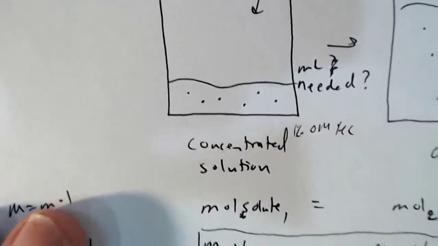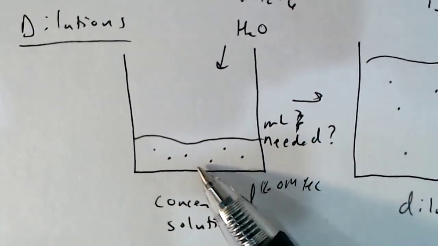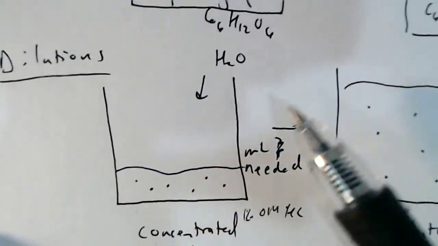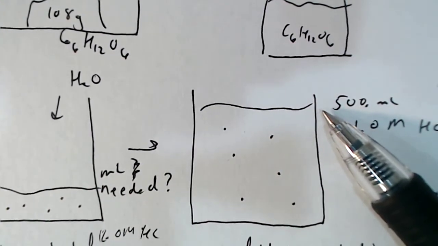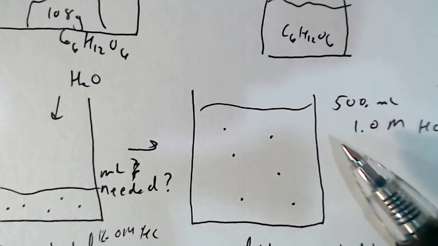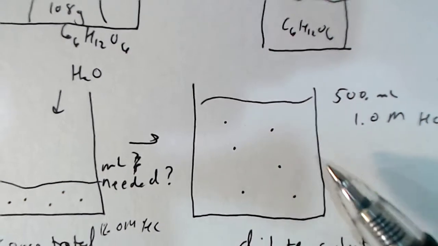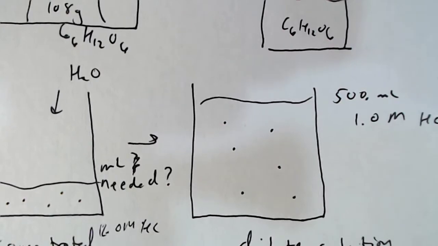If you measure out 42 mL of this concentrated solution and then add water to it until you get to the 500 mL mark with a volumetric pipette or flask, then you'll have prepared that solution correctly.